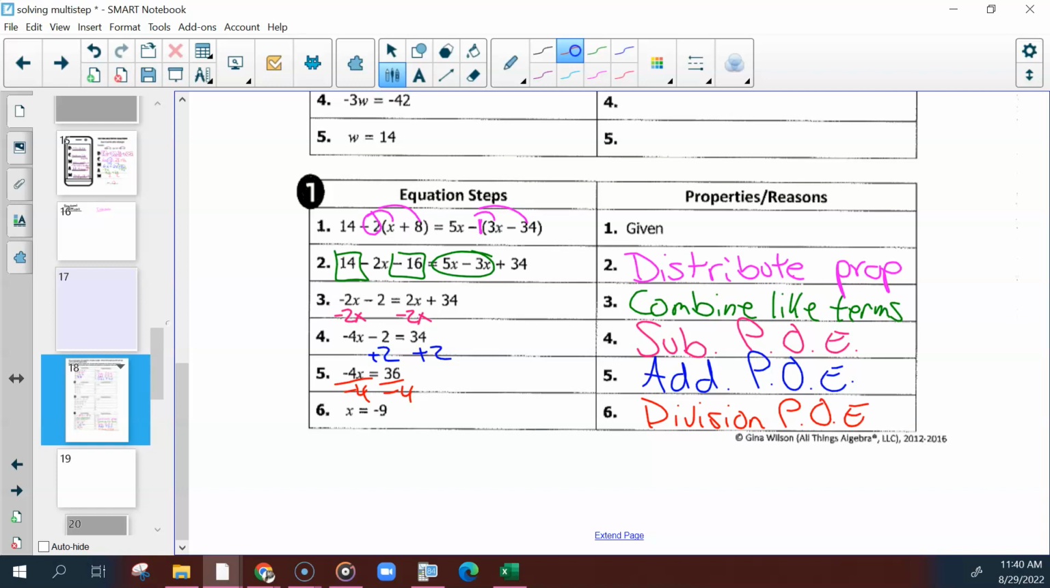Okay. Do we have any questions on that part? Yes. Okay. One more second. Let me make sure I don't have any other questions on 7.